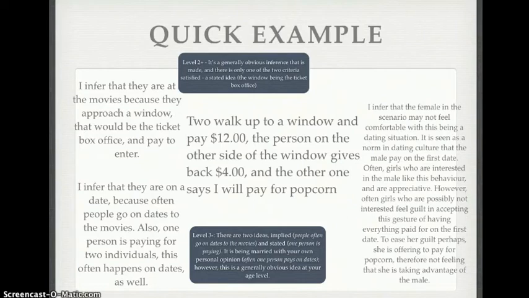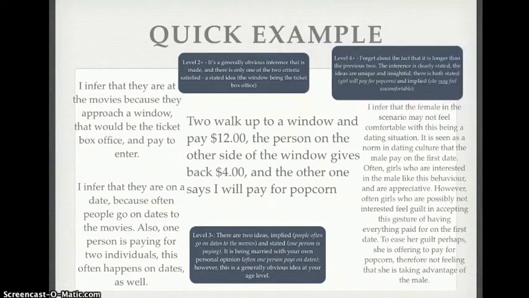Now, I know that sounds super crazy complex, but this is the truth. You have to make inferences like this if you want to be considered higher than the average. A level 3 is not impossible to get. It's a level 4. That's why it's a level 4. It takes a lot more thought. Okay, I said in level 4, forget about the fact that it's longer than the previous two. The inference is clearly stated. The ideas are unique and insightful. And there's both stated, so the girl will pay for popcorn, and implied, she may feel uncomfortable.